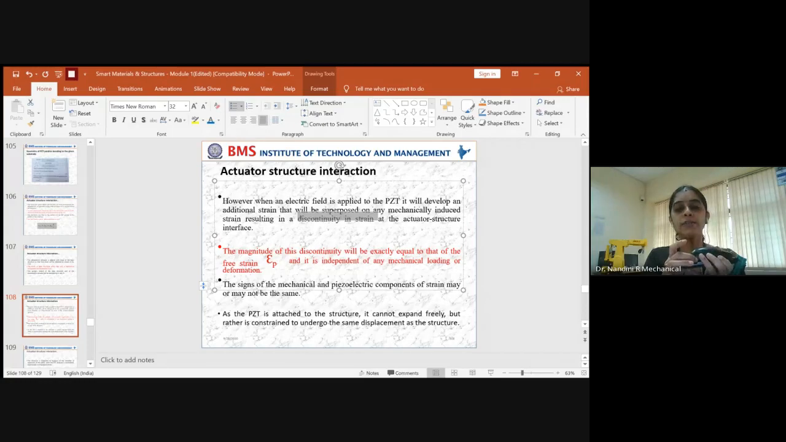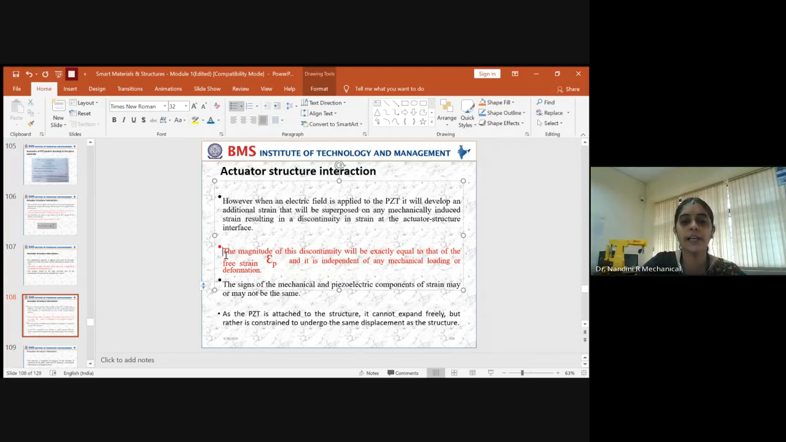So at that surface, there will be a discontinuity in the strain and there will be no connectivity across the surface of the structure and the bottom surface of the actuator, and hence it will have a discontinuity in the strain. This you have to understand.